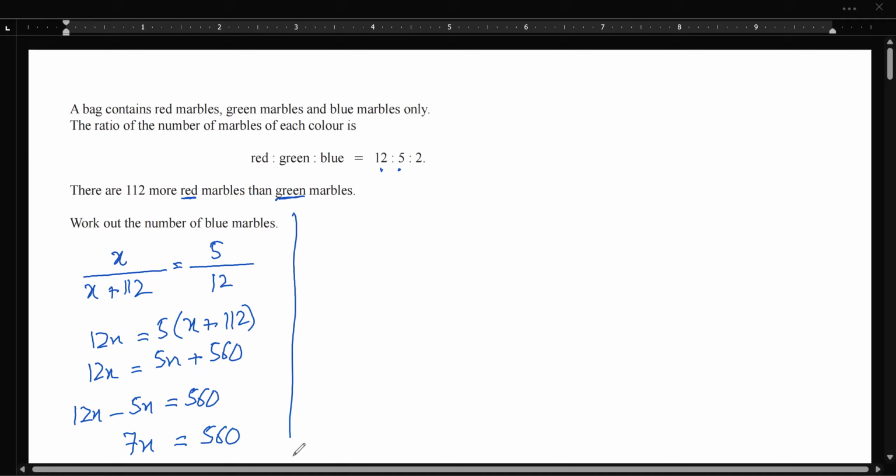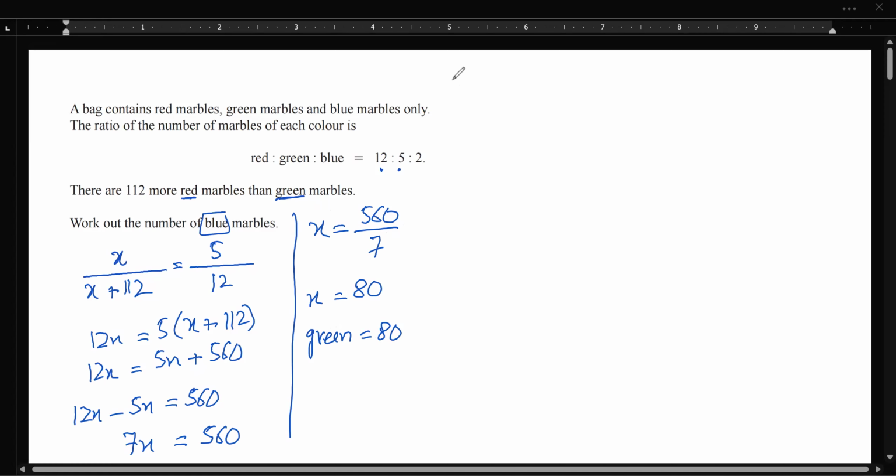7 will move to the right and divide: 560 divided by 7. So x is going to be 80 marbles. Now 80 represents x, and x represents green. So it means green marbles are 80. But they are looking for the blue marbles.